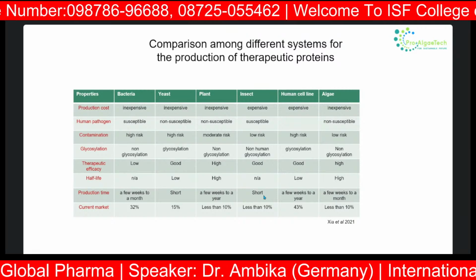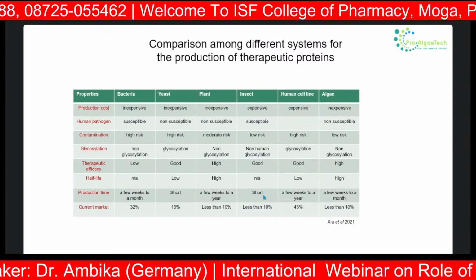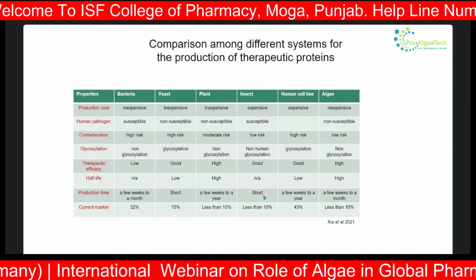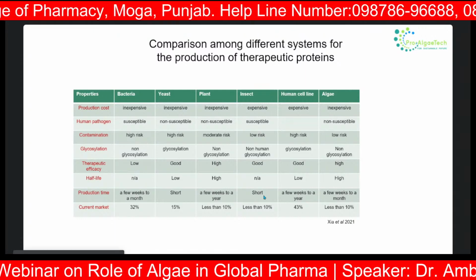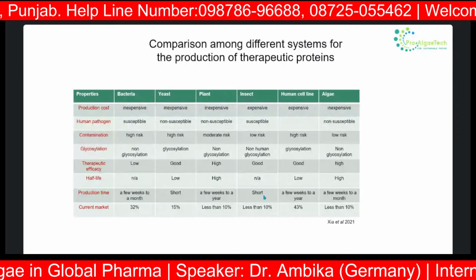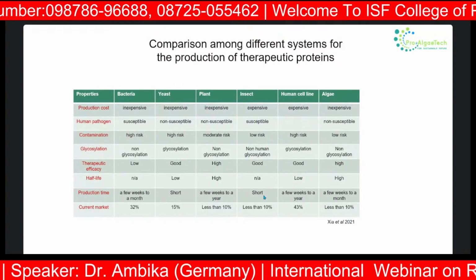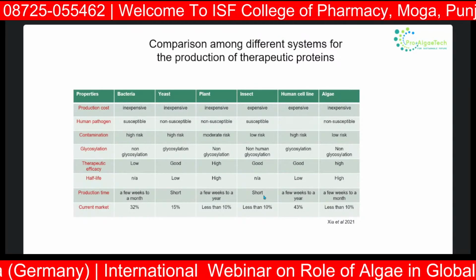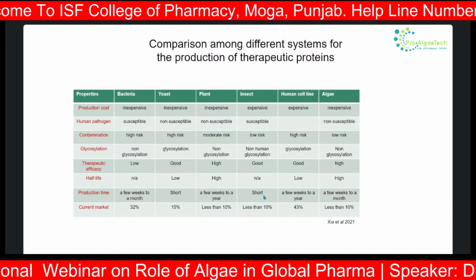For bacteria, it's okay, a few weeks to a month you can get it. Plants definitely take years, and animal cells also. When it comes to algae, from weeks to within a month, you can get production very easily. In the current market, we depend 32% on bacteria-based, 15% on yeast, less than 10% on plant, less than 10% on insect, and 43% on human cell line, and less than 10% on algae.